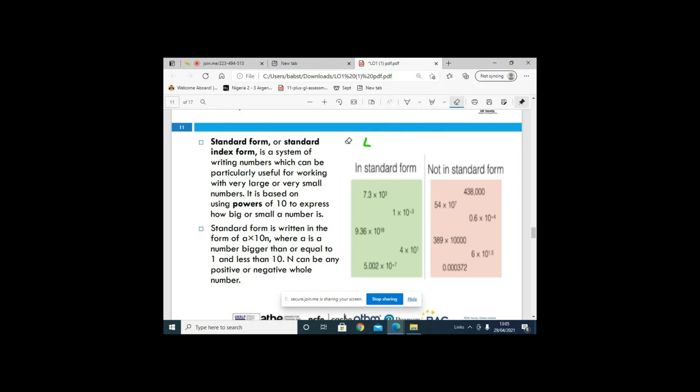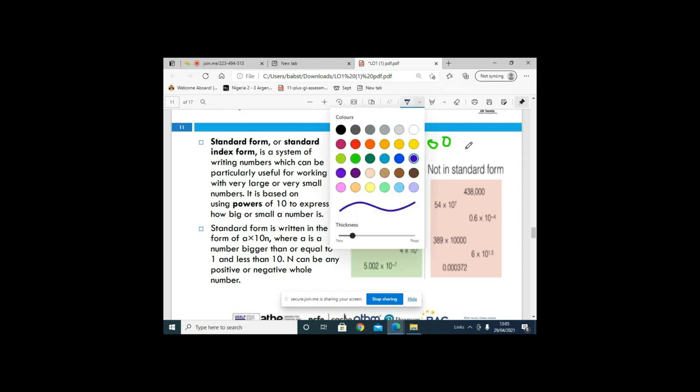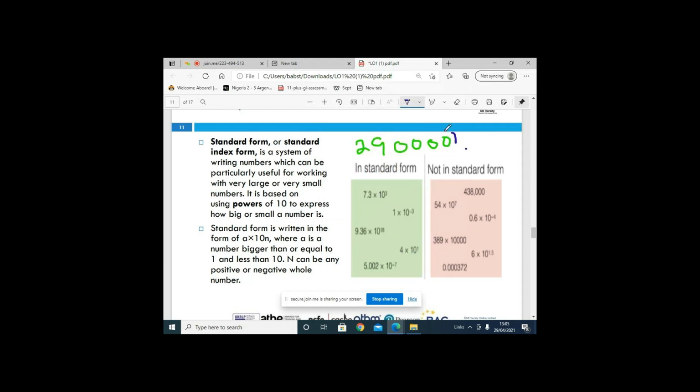So for example, now let me give you an example. If you have to convert 29,000 to standard form, this is what you need to do. Let me use a different pen so that you can see the answers clearly. You do 1. Can you see? You start from the back. 2, 2, 3, 4, 5. You will stop here.